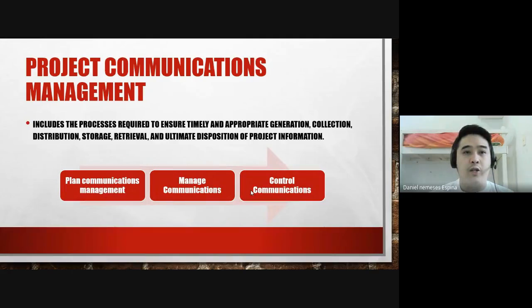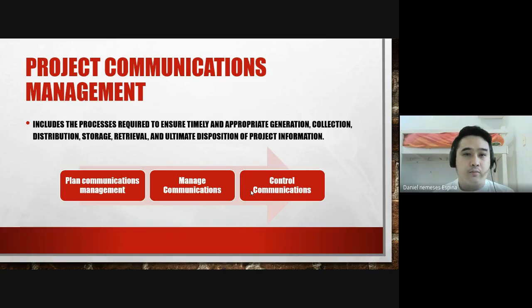When you talk about project communications management, it includes all the processes required to ensure the timely and appropriate generation, collection, distribution, storage, retrieval, and ultimate disposition of the project information. In the past we have learned that 90% of the job of the project manager is about communications. Communications could be written, such as memorandums or simple emails, or with the use of social media, and verbal, such as meetings, presentations, and so on.